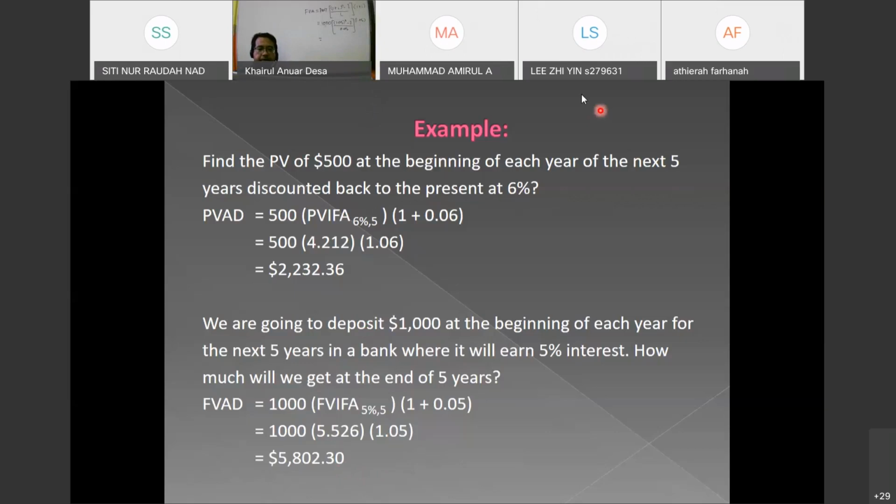Alright, the answer is almost a very close answer. If you use the formula, 5801.91, and from the table the answer is 5802.30. So kedua-dua jawapan adalah boleh diterima. Both answers are acceptable.